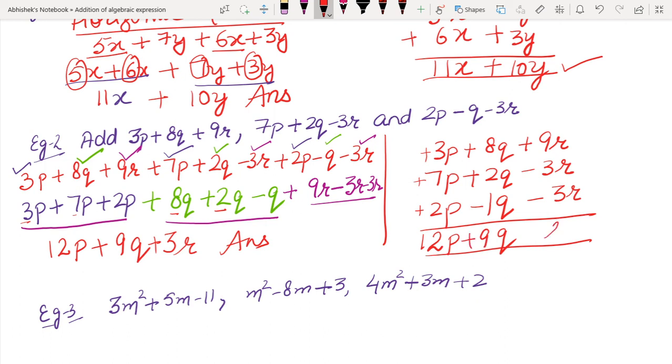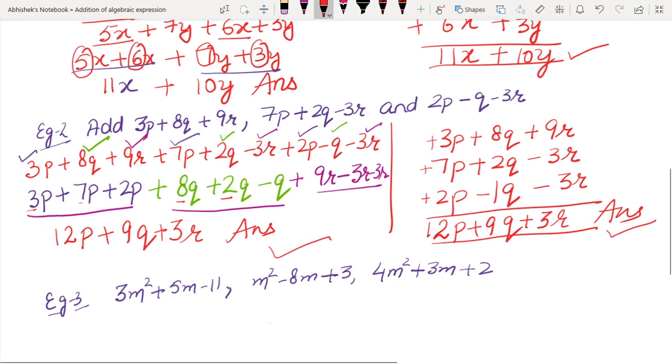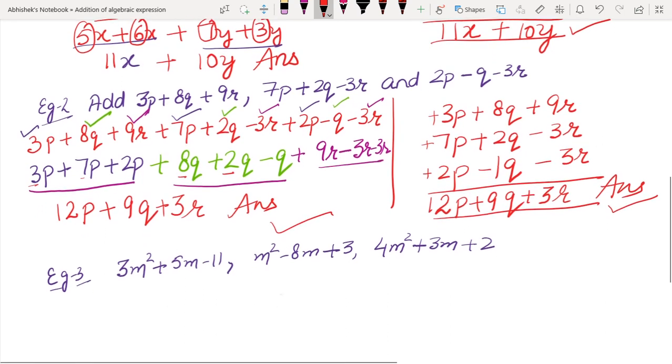So r remains as it is, the variable remains as it is. So 9 minus 3, it is 6. 6 minus 3, it is 3. So see, the answer is the same with both methods. Let's take one more example.